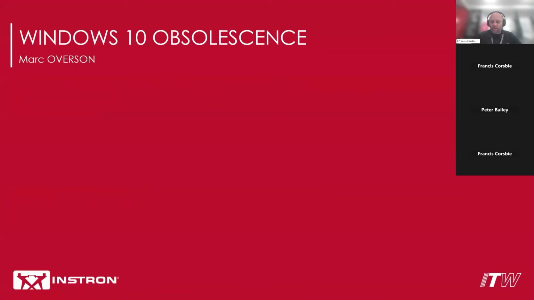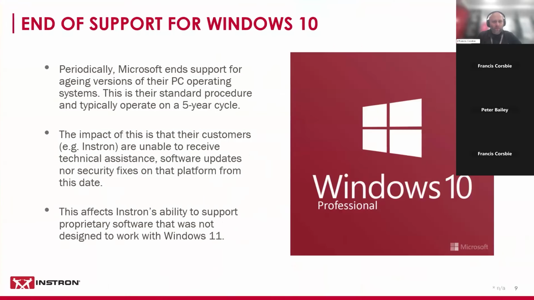So Windows 10 obsolescence, what does it mean? Periodically, Microsoft ends support for their different PC operating systems. Most recently, Windows 10 is coming to an end, and that's basically being halted this October. They typically do this every 5 years. It does depend, but normally Windows do this regularly, and it's something Microsoft do. And as a user of Microsoft products, we have to react to that as a company.